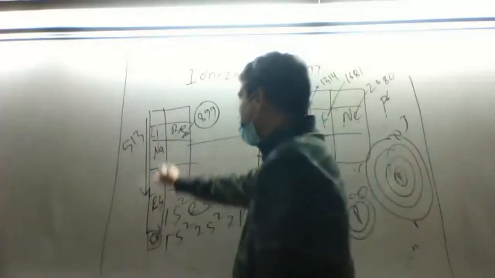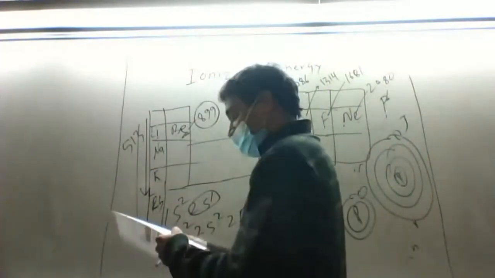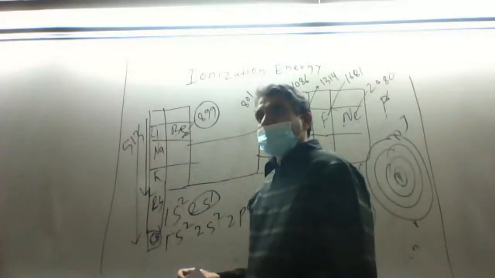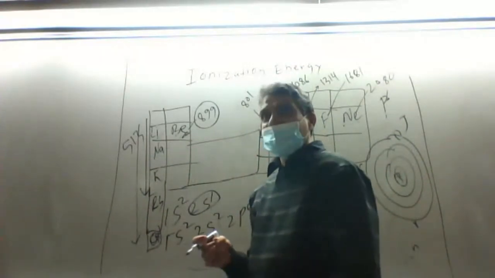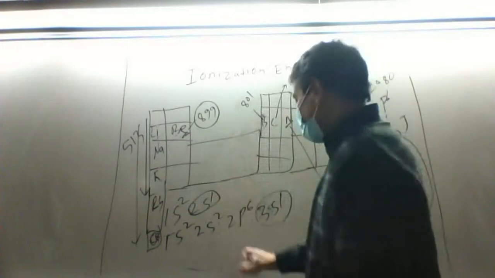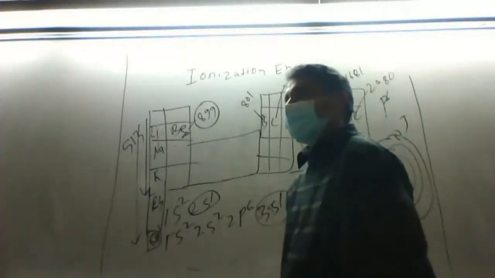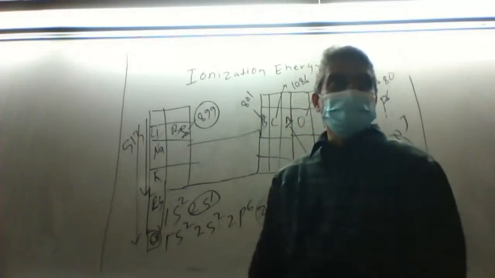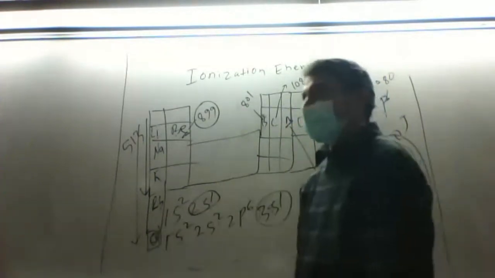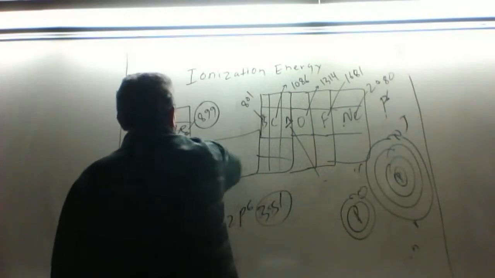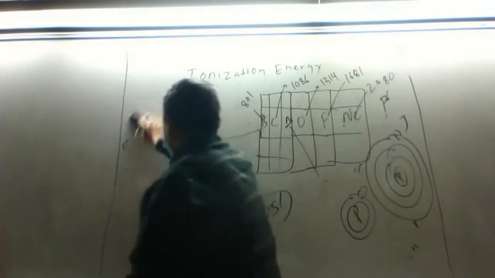So as you go down, the number becomes smaller. Ionization energy becomes smaller, so it is easy to remove the electron. Make sense? Just like the ion. When you go to the laboratory and mix something, you say sodium plus or something, those are the electrons that can be easily removed. I think that's it.